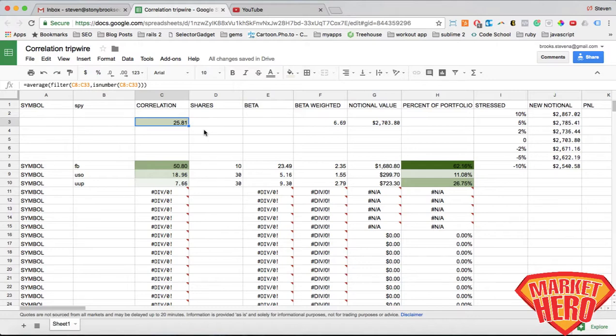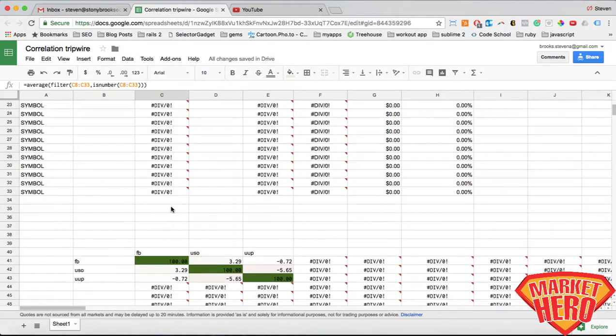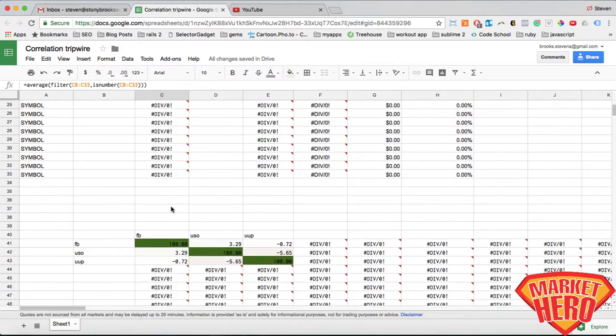You need a lot of uncorrelated positions that give you a greater than 50% chance of making money, right? Facebook, USO, the US dollar are very not correlated to SPY. So this would check off our box of having a portfolio of non-correlated positions. And if we scroll down a little bit, we can see how they are correlated to one another.